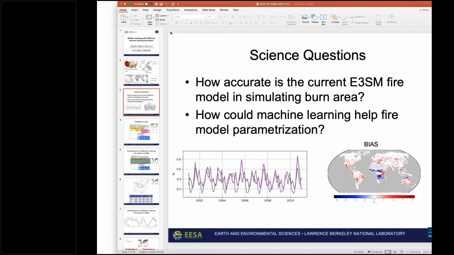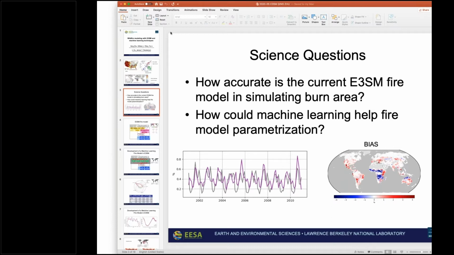Although in the non-growing season, non-fire season, the model simulated burn area is higher than the benchmark. The green line is the benchmark. The purple line is the simulated results. And we also see for some particular years, the model also overestimated the peak fire season burn area.